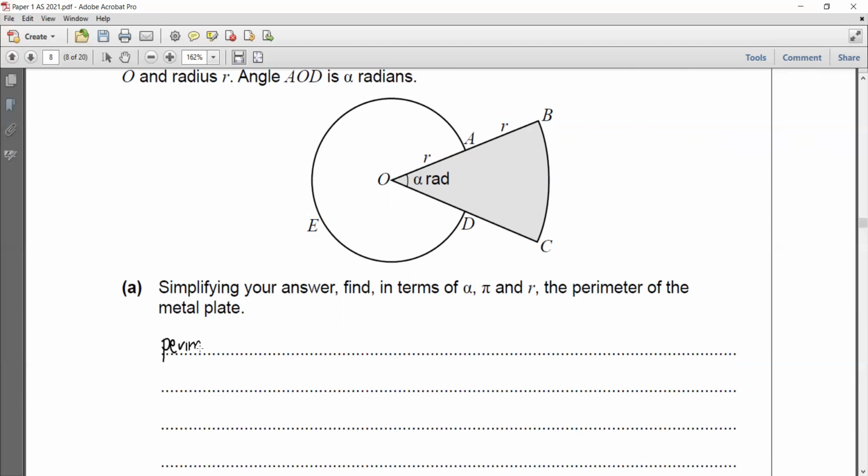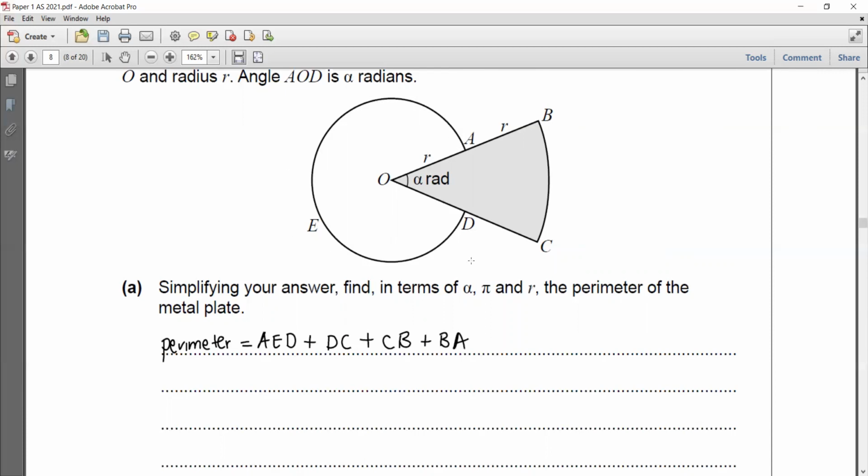So our perimeter is AED. So you go from A all the way, passing through E to D, and then you go from D to C, to here, and then you go from C to B, and then you go from B to A. And then you have walked all the way around the shape, and the distance that you have traveled is the perimeter.